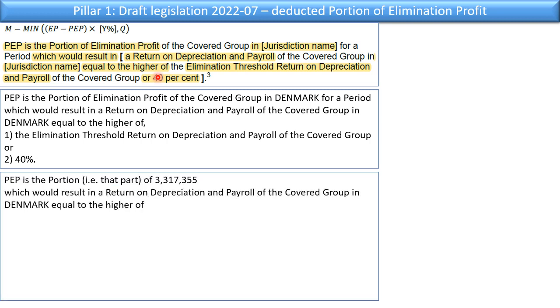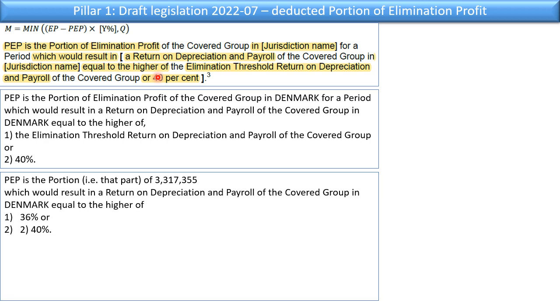And then one last time, PEP is a portion of 3.3 million, which would result in a return on depreciation and payroll of the covered group in Denmark, which is the higher of 30%, 36% or 40%.